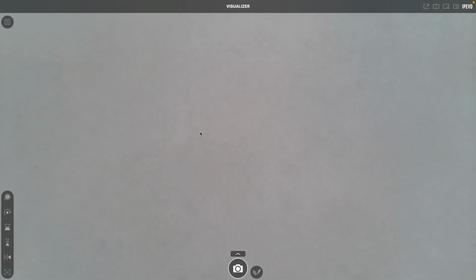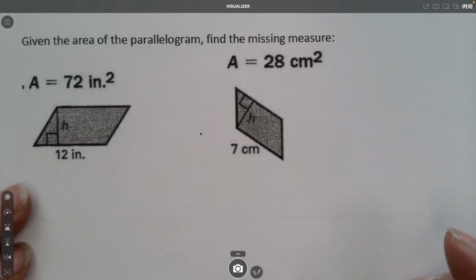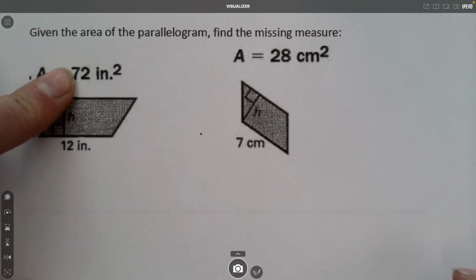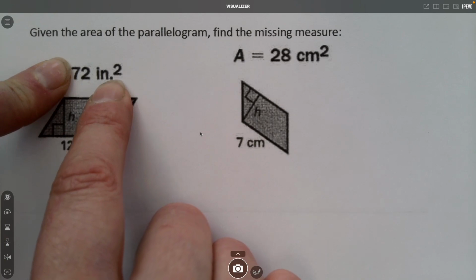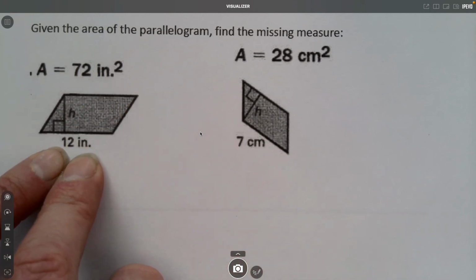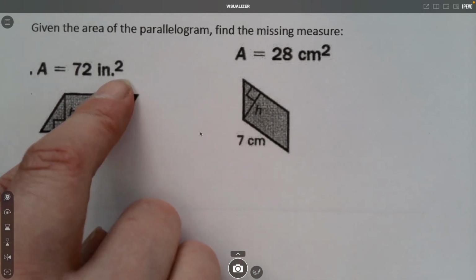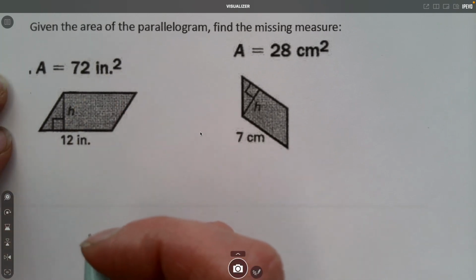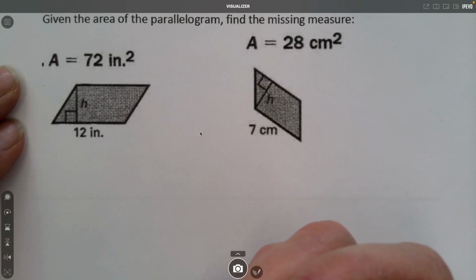So on the back, we're using our formulas. Uh-oh, I lost my back page. Let's see if I can find it. Here they are. So on the back, we're using our units here. And so like on this one, it says my area is 72 inches squared, but my base is only 12 inches. So now if you think about how I have my inches squared, I have my base is inches, I'm going to have to find my height. So they're giving us different information.